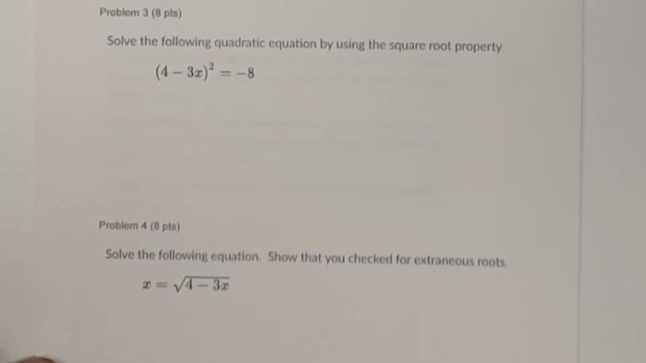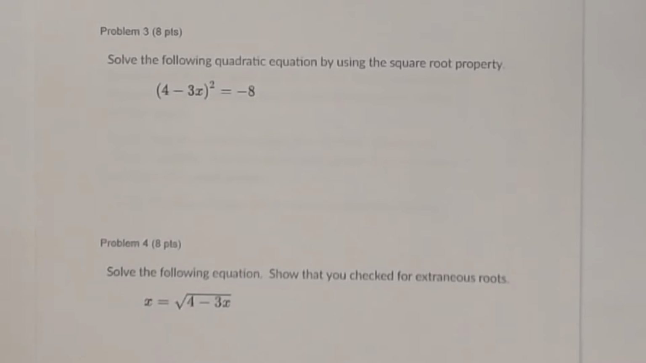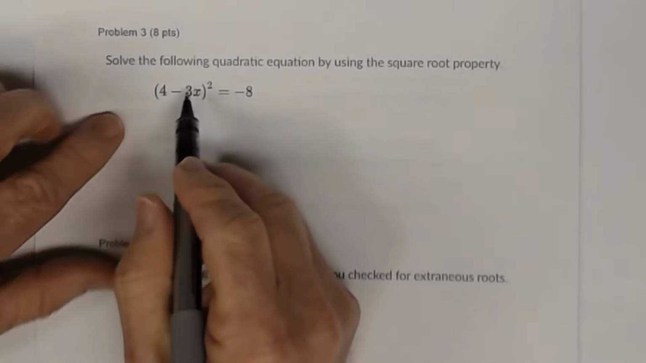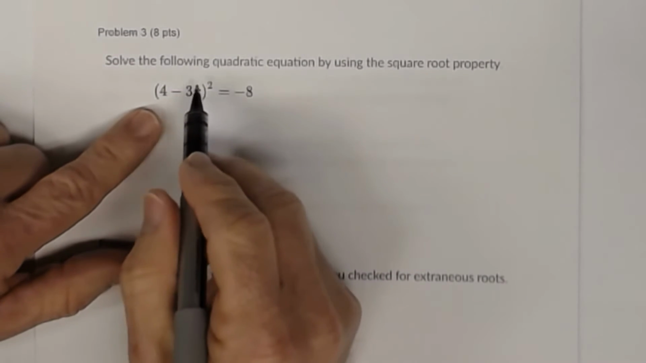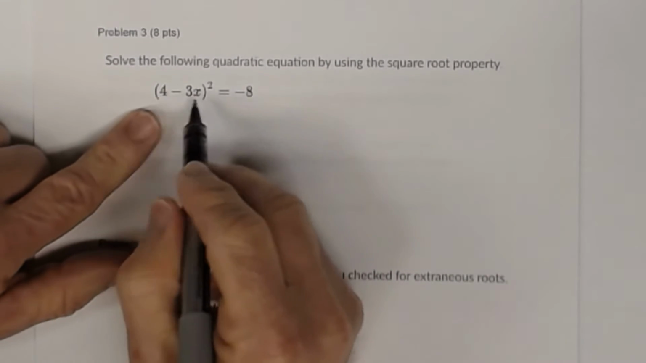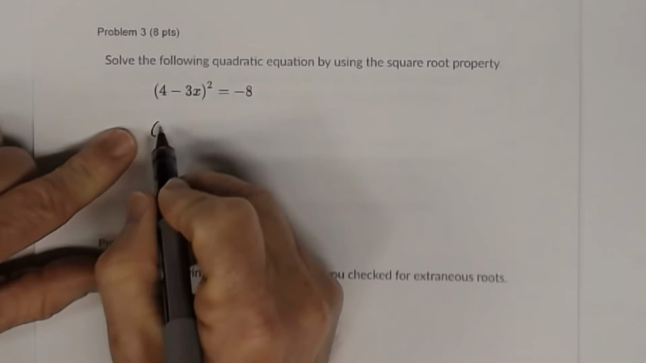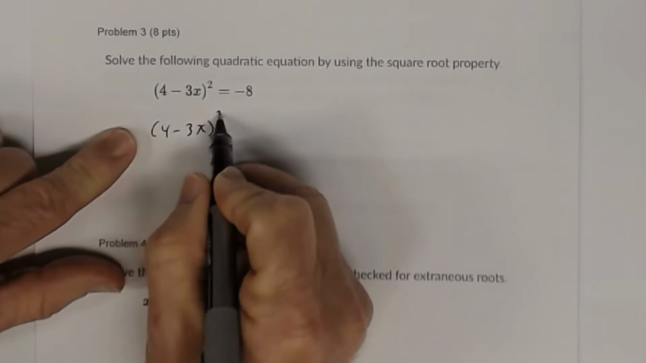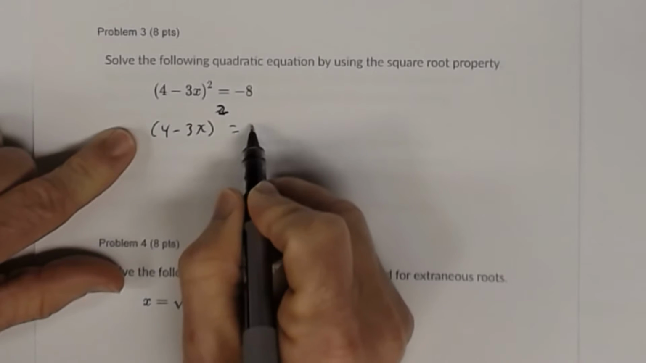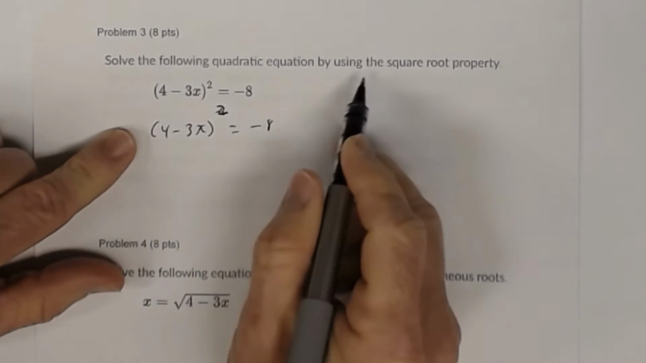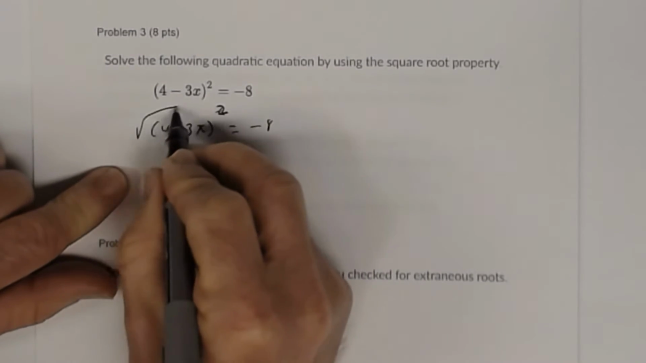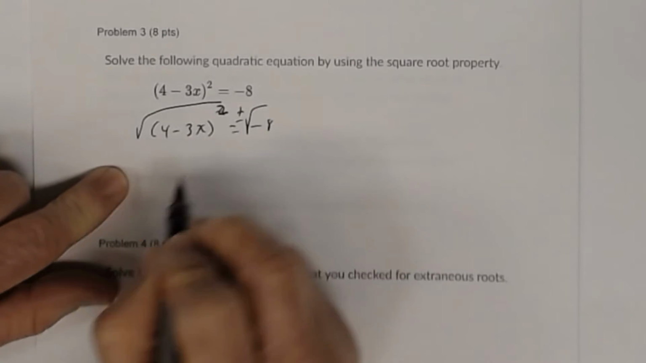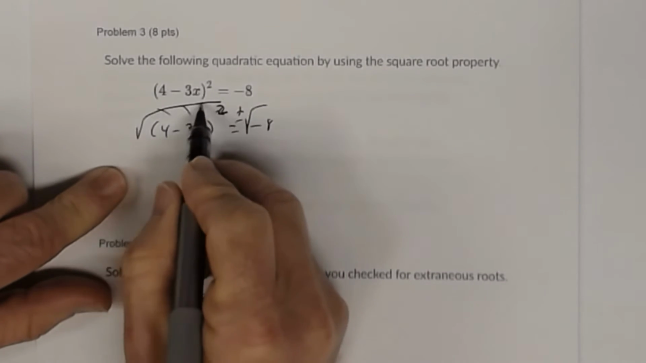Number 3, you want to solve this quadratic equation by using the square root property. And so again, notice the term that's being squared is by itself. So at this point, and remember, using the square root property, don't use any other method but the square root property. So you're going to take the square root of both sides. Don't forget plus and minus. And so the square and the square root undo each other.